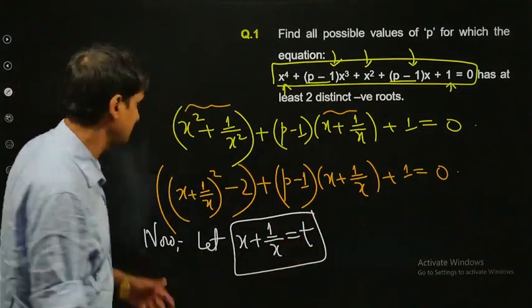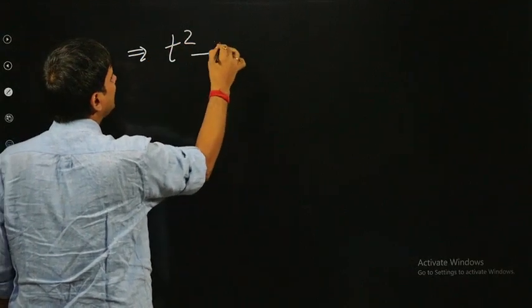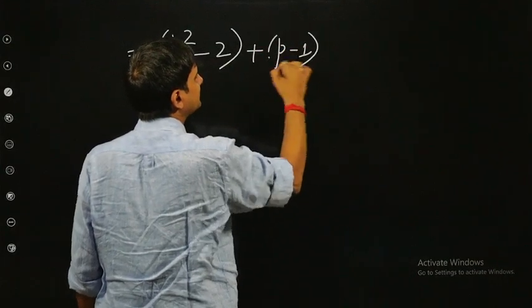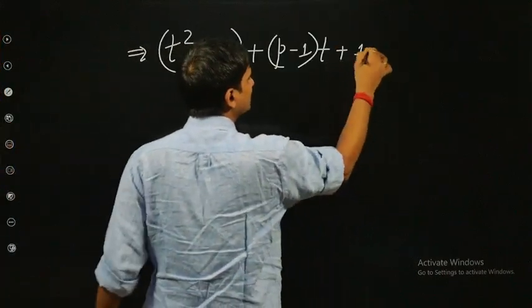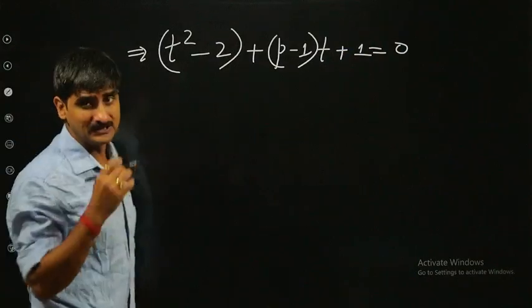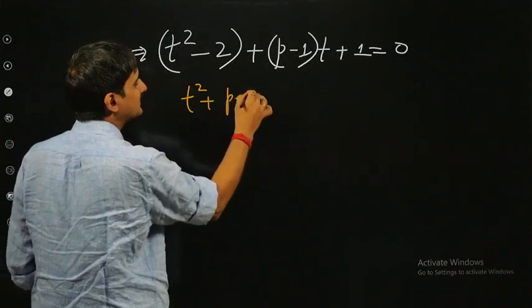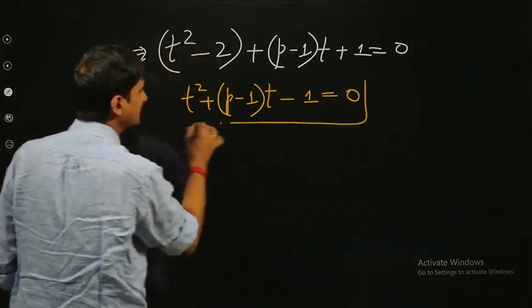So this implies you get t square minus 2 plus p minus 1 times t plus 1 equal to 0, I believe, yeah, it's plus 1. So now that you have a simple quadratic in terms of t: t square plus p minus 1 times t minus 1 equal to 0. Now let's get its roots.